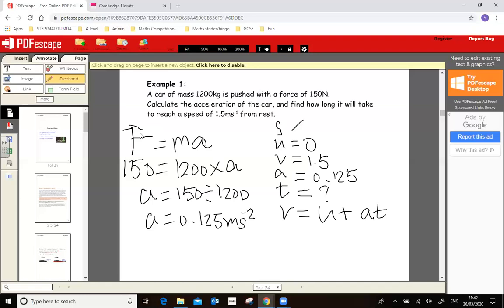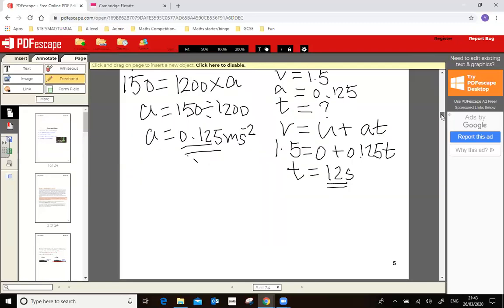Okay, so let's substitute the values in. So V is 1.5, U is 0, A is 0.125, and then times T. So that means T will equal 1.5 divided by 0.125. And that will come out to be 12 seconds. You can work it out in your calculator. Okay? All right. So here's the answer for example 1. Great. Let's move on to the next example.